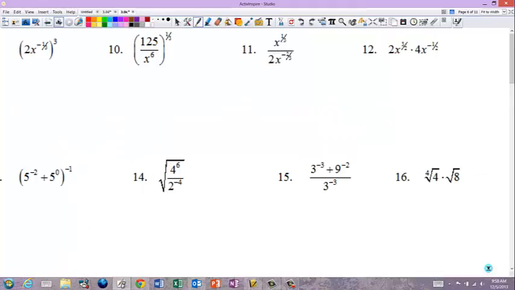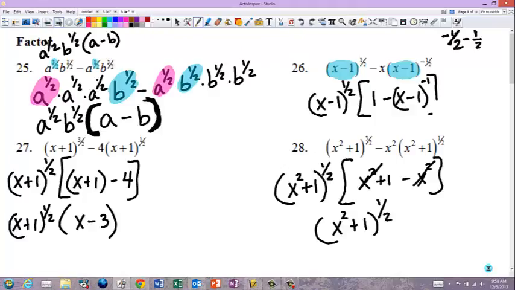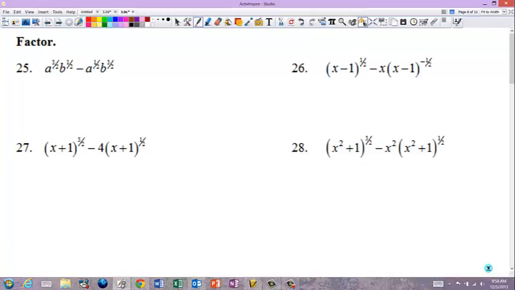We had already done all these. I don't even know where those problems are. 19, 20, 21, 22 we've already done. And we're going to go straight to these, which are on the back at the bottom of the page.